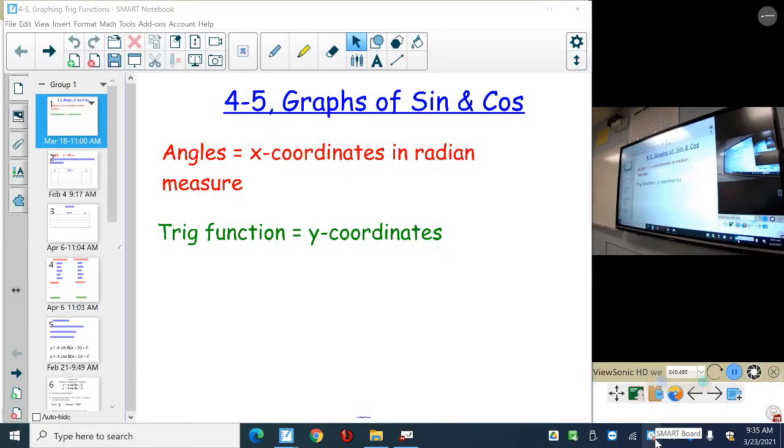Okay, today we're going to be talking about section 4.5, which is graphs of sine and cosine functions. And since we're graphing sine and cosine functions, it's super important that you have your unit circle out so that you're understanding where the values come from.